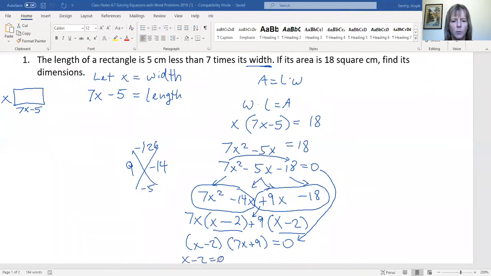x minus 2 is 0, so x equals 2. 7x plus 9 equals 0, so 7x equals negative 9, and x equals negative 9/7.